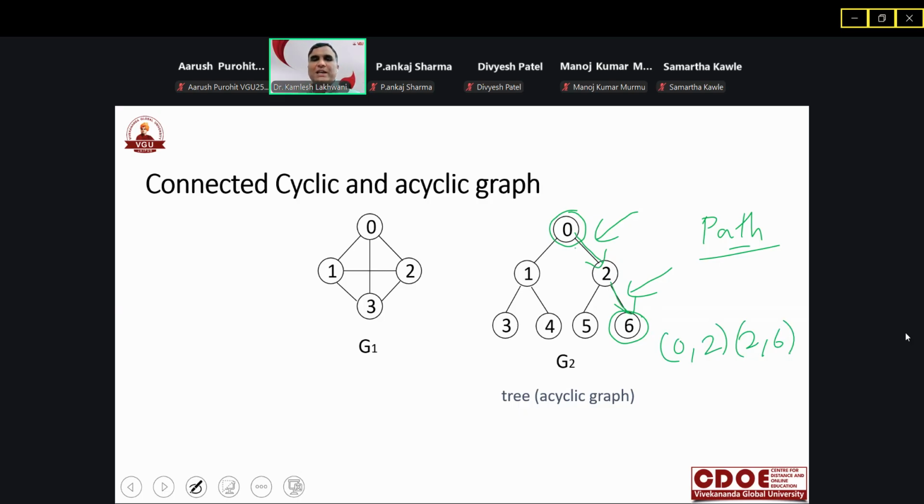Similarly, if I start from a particular node and want to reach a particular node, the edges in between are called the path.